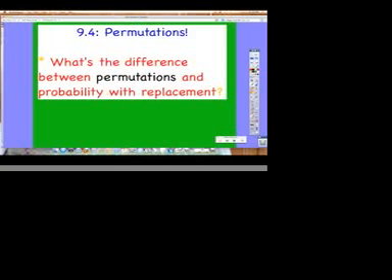So on your notes, will you write down, please, that with permutations, stuff is left out. It changes the probability of things. And I'll show you how.